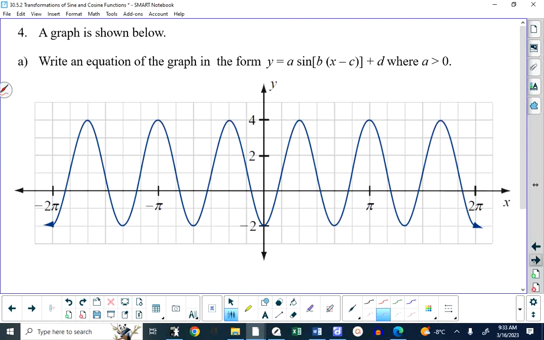Well, looking at this graph, I think it's always a good idea, even though A and B are applied before C and D, to find A and D together first. You should be able to look at where this graph is vertically in terms of max and min, and determine what A is and what D is. And if you need to draw those guidelines to help you out, that's fine.